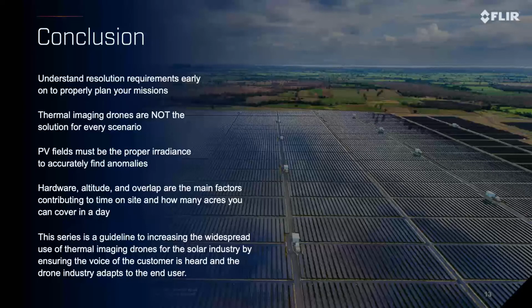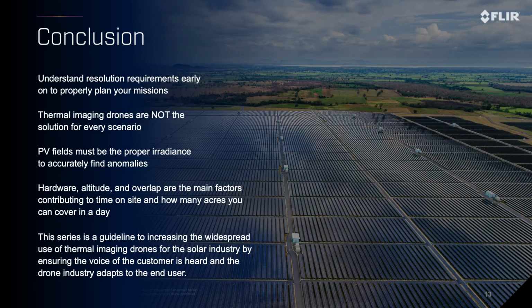So to wrap up here, understanding resolution requirements early on is going to help you to properly plan your missions. Take the end deliverable and work backwards. Thermal imaging drones are not always the solution for every scenario. PV fields must be at the proper irradiance to accurately find anomalies, and that irradiance is 600 watts per meter squared. The hardware, altitude, and overlap are the main factors contributing to time on site and how many acres you can cover in a day. And as Austin just mentioned, we suggest flying multiple drones to maximize efficiency.